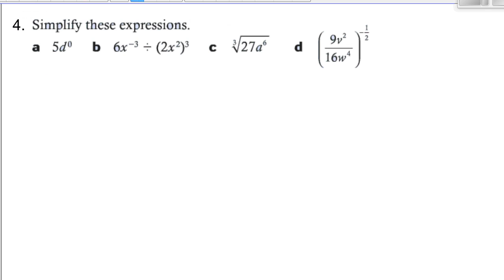Number 4, 4a, anything to the power of 0 is 1. So 4a will just be 5 multiplied by 1, which is just 5.